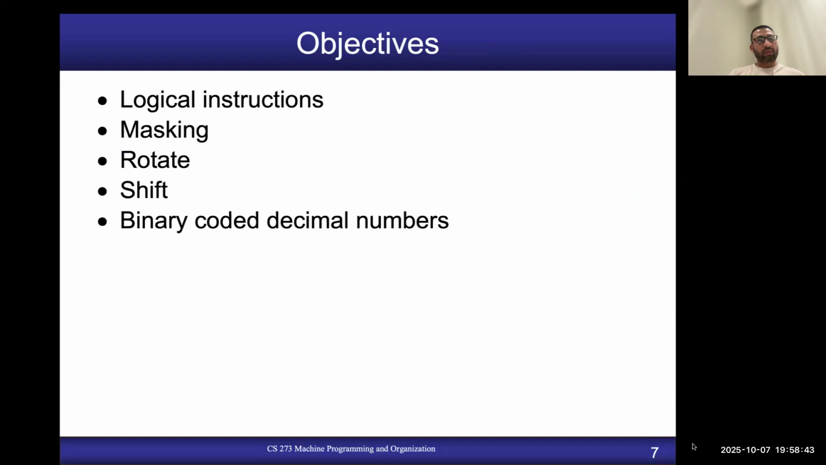So in the rest of the slides, we are going to cover logical instructions, how they can be used to do the masking, and what is masking, rotate instructions, shift instructions, and then we will also talk about binary coded decimal numbers, right? And conversion between binary coded decimal numbers and ASCII, ASCII coding of a character.